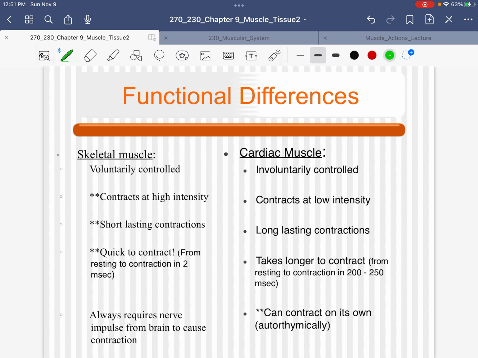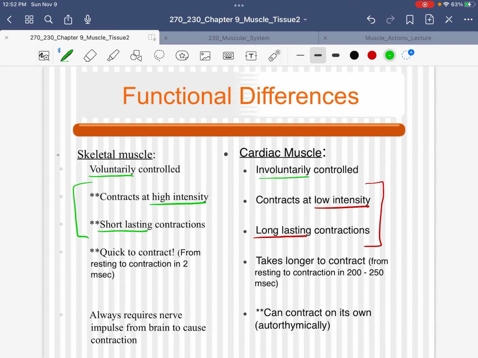You already know this, but please review. Skeletal muscle is voluntarily controlled. Cardiac is involuntary. When we compare the two, skeletal muscle is more geared for a high intensity, short-lasting contraction. Whereas cardiac muscle, compared to each other, I'm not saying it doesn't contract with a decent amount of intensity, but compared to each other, it's a lower intensity than skeletal muscle and longer lasting. This has to do with the differences in their functions.